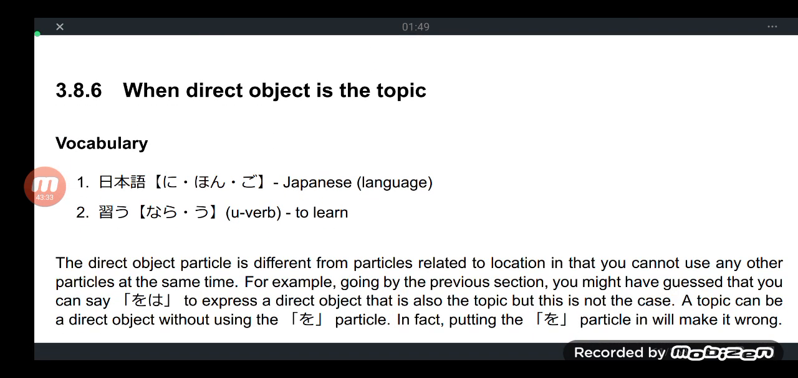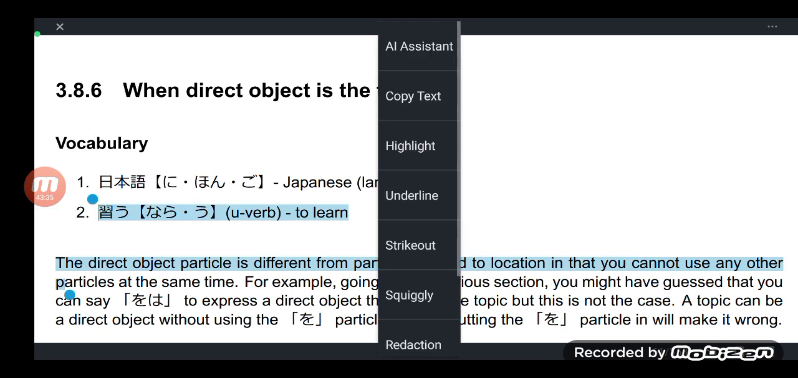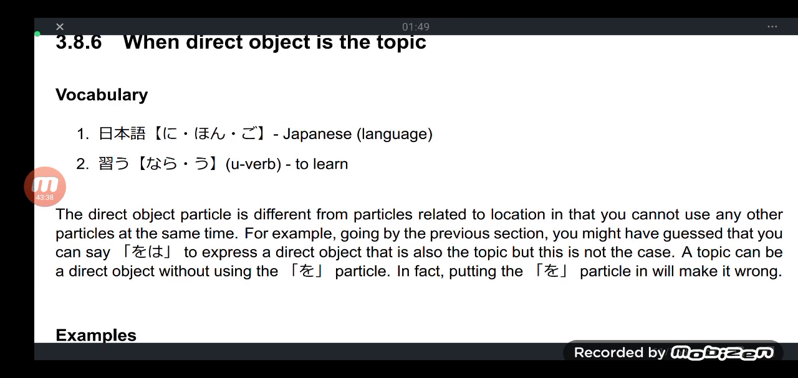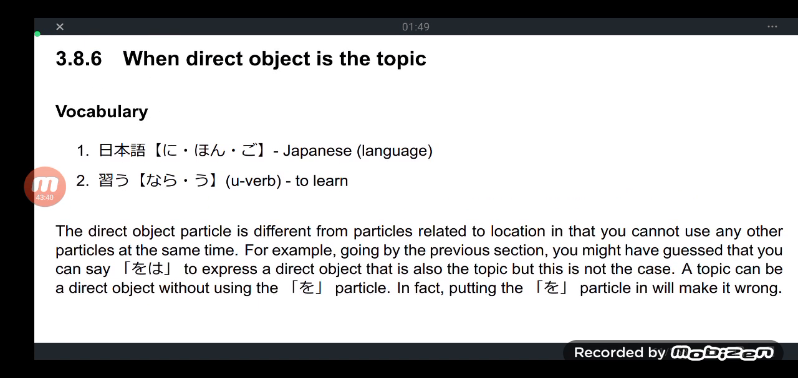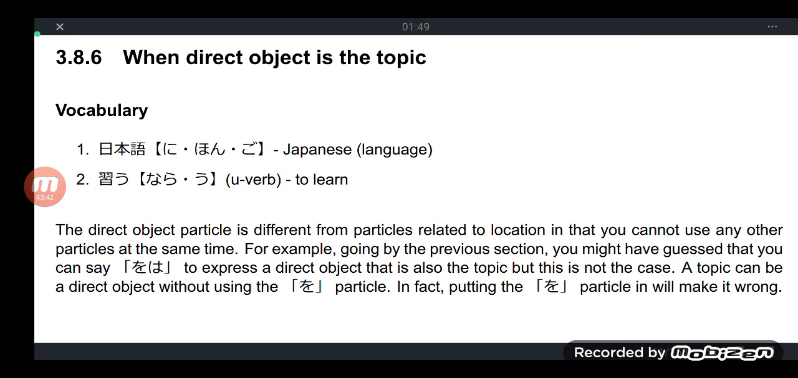Okay, so when the direct object is the topic. So this is not anymore a sentence but a standalone clause. Very common in Japanese, standalone clause. Looks like a very short sentence. So in a clause, when the direct object of a transitive verb is the topic.